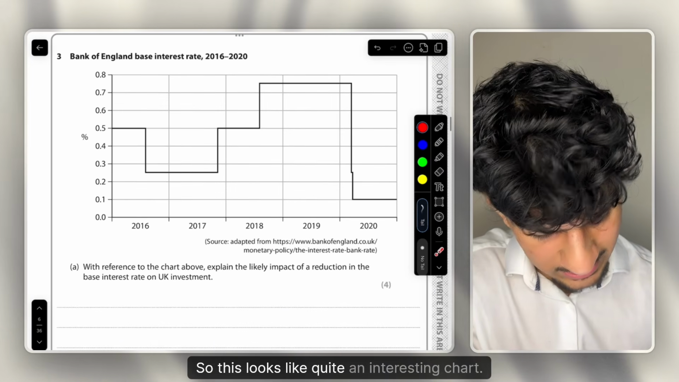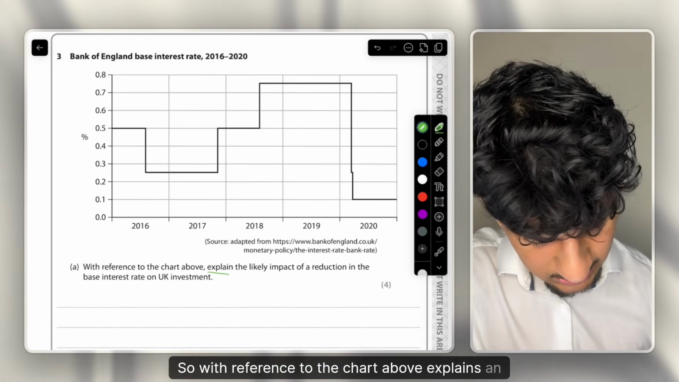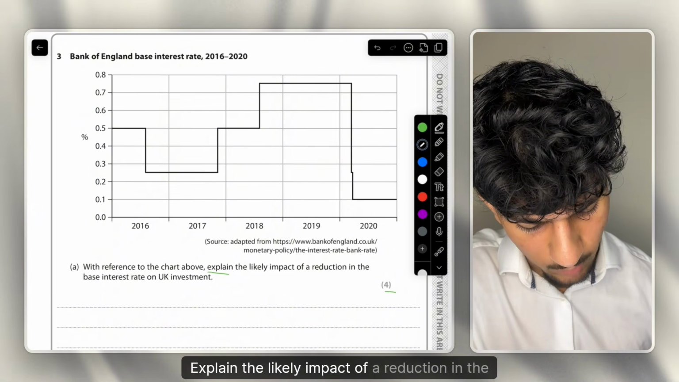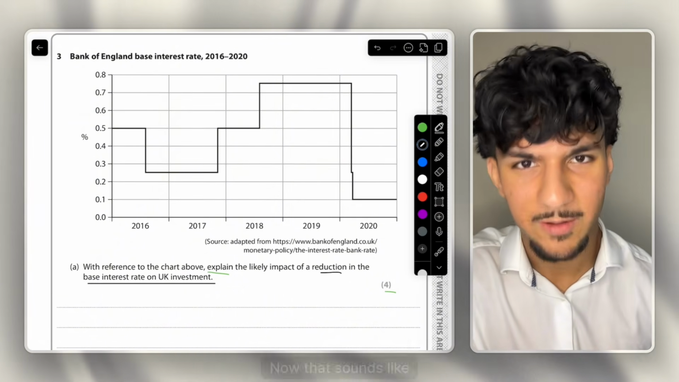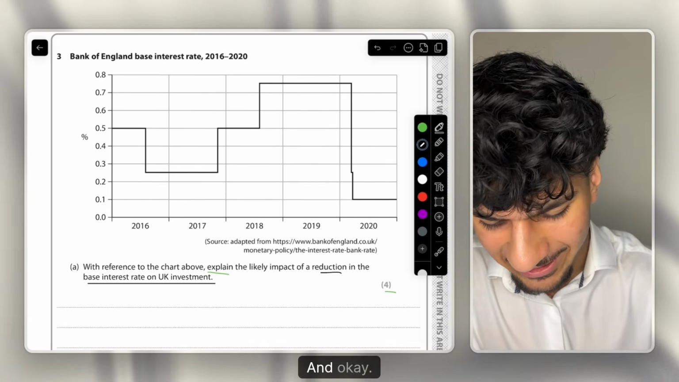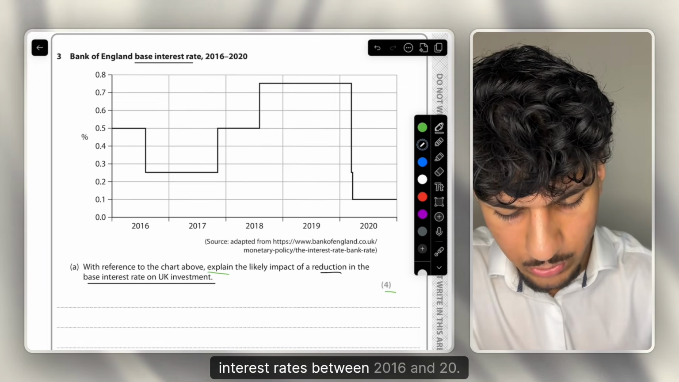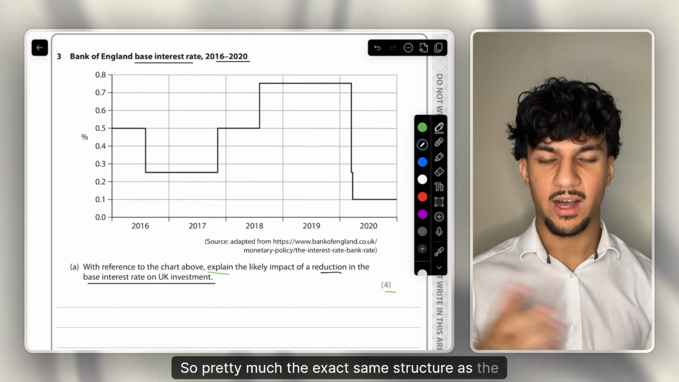So this looks like quite an interesting chart, and let's have a read of it. With reference to the chart above, explain, so an explain question, and again another 4-mark question: explain the likely impact of a reduction in the base interest rate on UK investment. Now that sounds like a very good question. The graph is showing Bank of England base interest rates between 2016 and 2020. So pretty much the exact same structure as the last question.